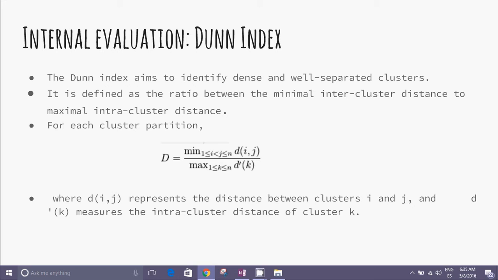Since internal criteria seek clusters with high intra-cluster similarity and low inter-cluster similarity, algorithms that produce clusters with a high Dunn index are more desirable.